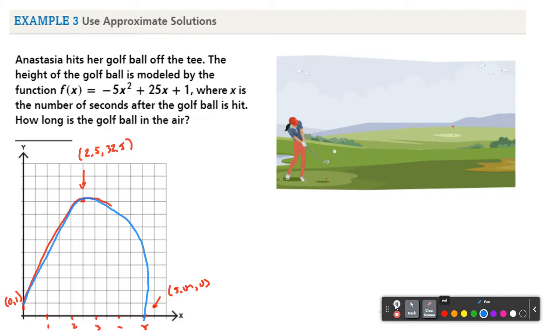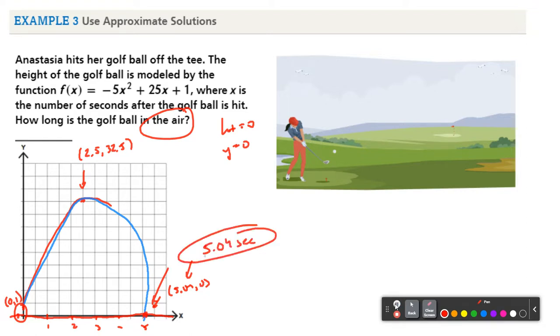Notice that if we want to know how long it's in the air, when the height is 0, that's the same thing as saying when y is 0. That's just this x-axis. Now notice, because it was hit from 1 foot, or 1 inch maybe, above the ground, there's an x-intercept on the left, but that won't count, because that x-intercept will be over here, negative time. That's not going to count. But here, this is when it hits the ground again. This is how long it's in the air for, 5.04 seconds. That's what we're looking for, the other x-intercept.